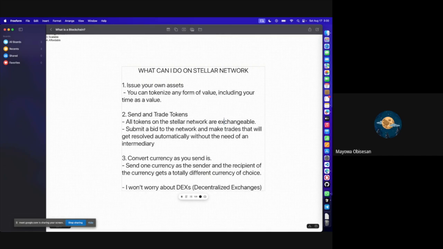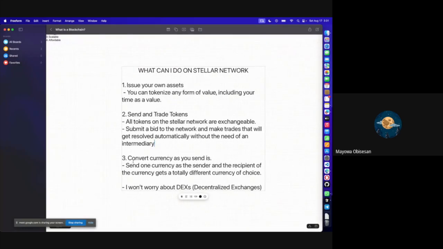So it's exchangeable. And all I need to do to exchange this is just to submit a bid to the network. And I can automatically make trades with that token, with my time itself that I've tokenized, as an example, without any need for an intermediary, and that gets resolved automatically. And that transaction works like a simple buying and selling of anything that you buy using the normal physical currency, right? So that's the second thing that you can do on the Stellar blockchain that is very significant, and I feel and I believe that is very unique to the Stellar blockchain as well.